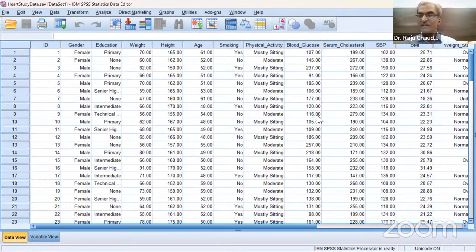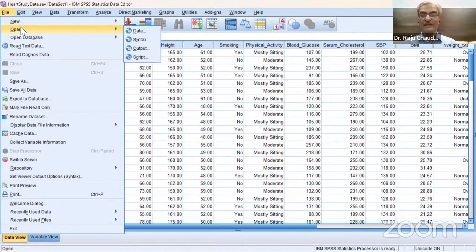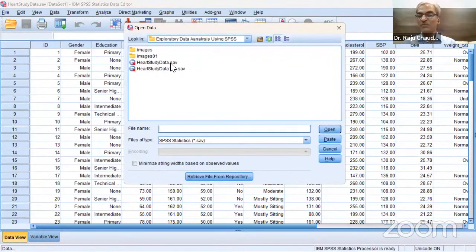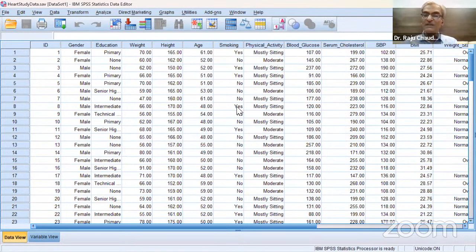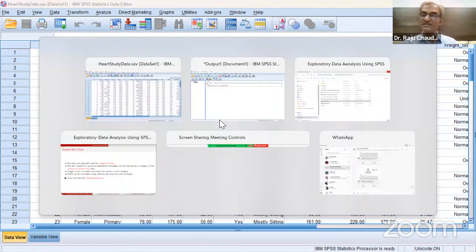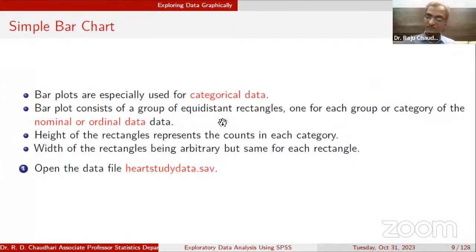Or the other way is, first open SPSS, go to the File menu, click Open, go to Data, select your folder, appropriately select the file and just click Open. So it will open that particular data file. Okay, so this is how we can open a data file.